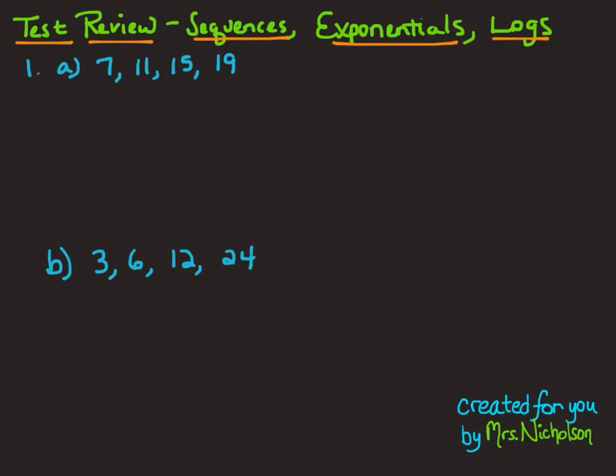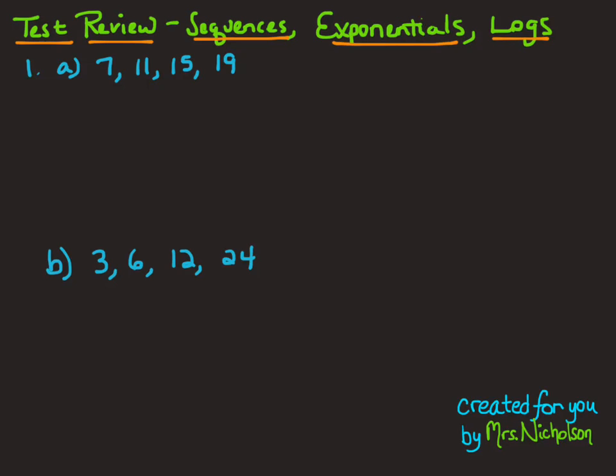All right, let's look at our test review for sequences, exponentials, and logs. In this first set of questions, we've got several sequences, and we're supposed to determine, first of all, if it's arithmetic or geometric. If it's arithmetic, then we need to identify the common difference. For geometric, we need to identify the common ratio. And then we're asked to find the 15th term.